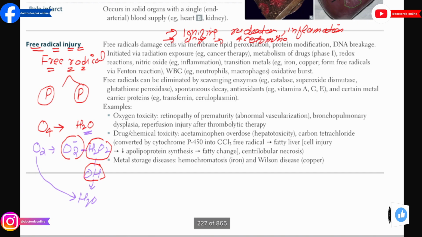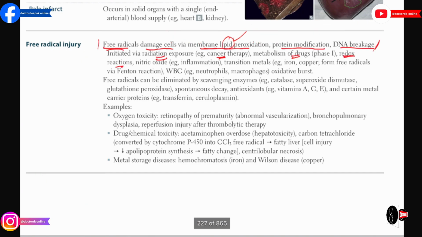can lead to peroxidation, also in the case of redox reactions, and also from inflammation. In inflammation, nitric oxide is produced, and that nitric oxide produces free radicals. Then iron and copper are also examples of metals that produce free radicals. And how do they produce the free radical? With the help of the Fenton reaction. They can ask you about this: the copper and the iron produce the free radical. That is the Fenton reaction.